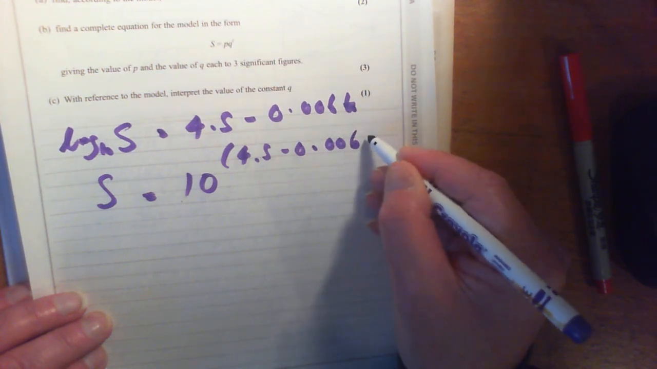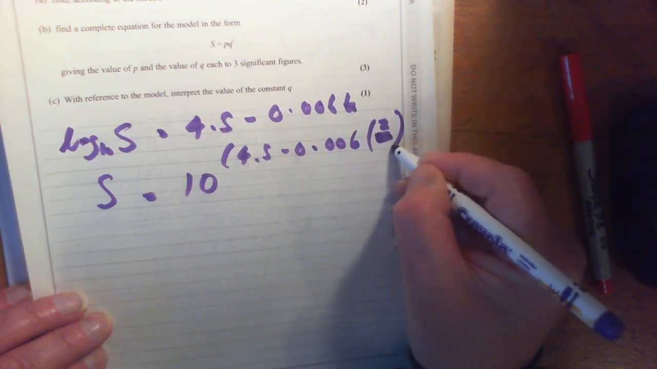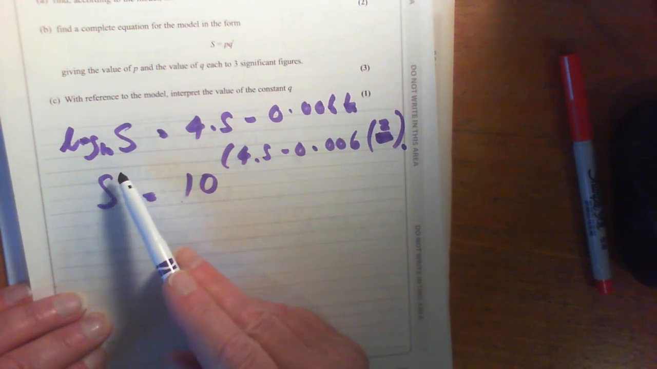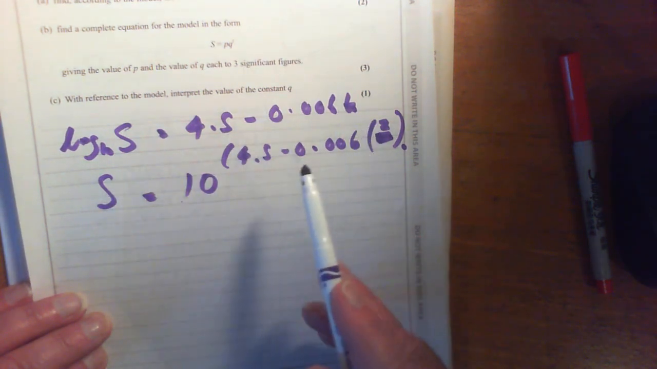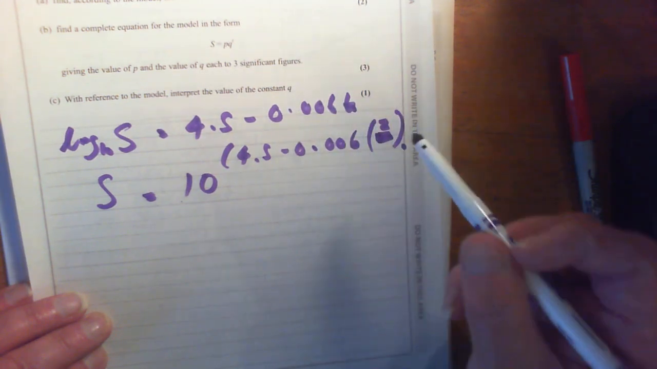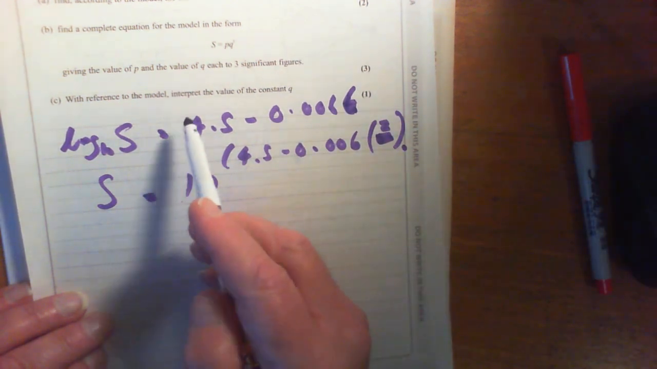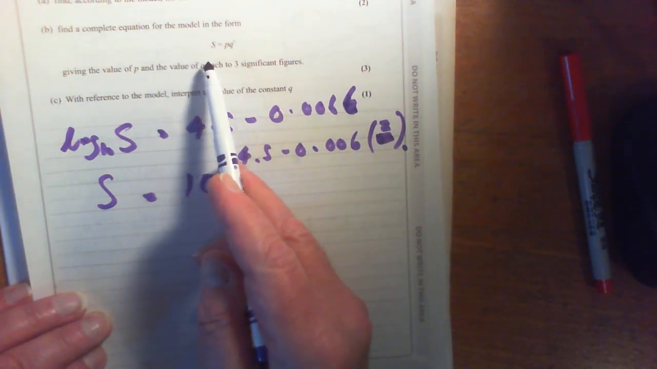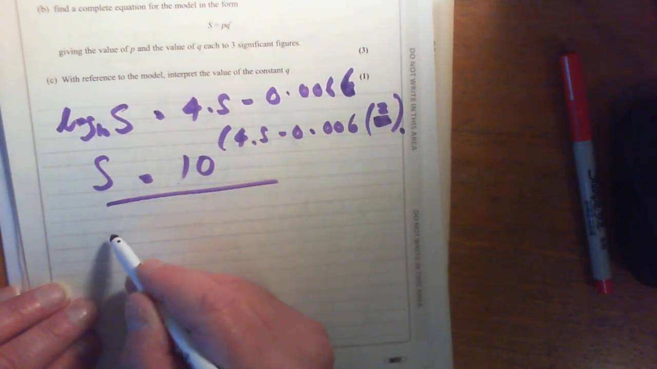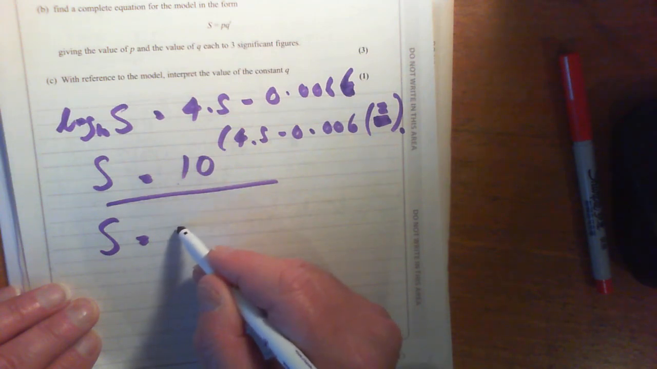So you're basically anti-logging it. That becomes s, and that becomes 10 to the power of that. Because the t in the first bit is 2, then I can substitute that t, and that'll give me the answer. When it says find the complete equation for the model in the form, you're basically doing the same thing again. You go from there to s equals 10 to the power of 4.5 minus 0.006t.